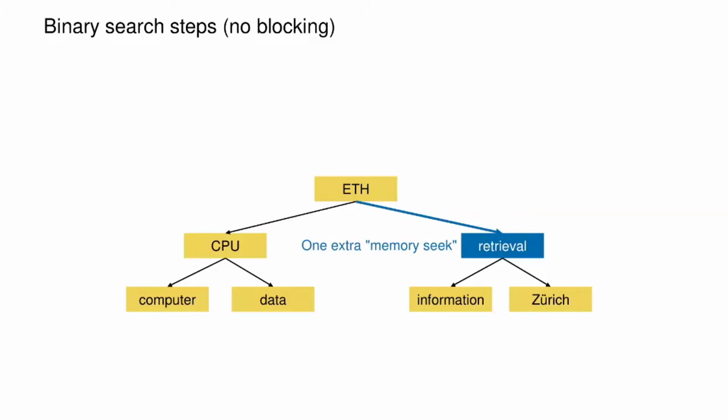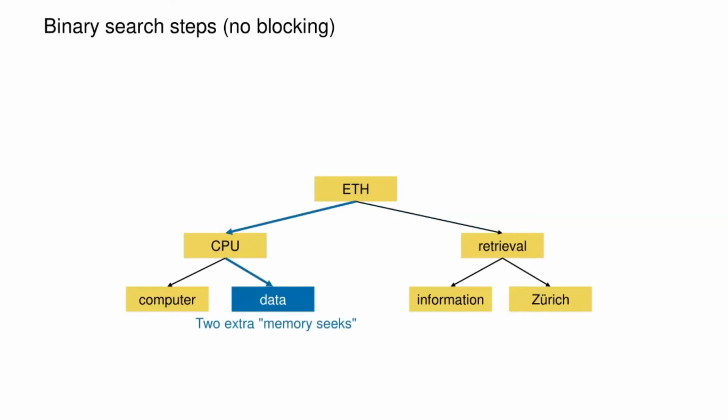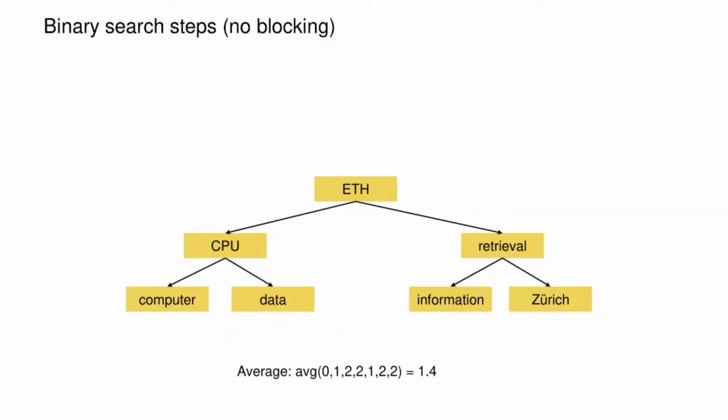So if you compute the average memory seeks that you need, for example, if I have this structure, this is not an actual structure, but more like showing you the number of seeks. If I'm lucky, I will already locate retrieval on the first go, but maybe I'm less lucky, and this one needs more memory seeks, right? And so you can compute the average number of seeks that you will get. In that case, it's 1.4.